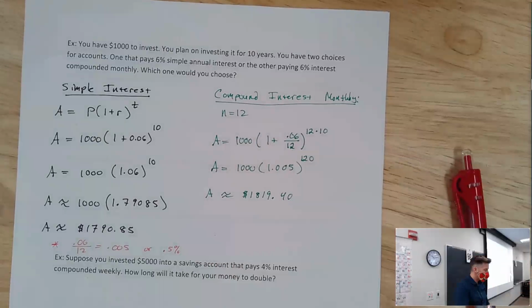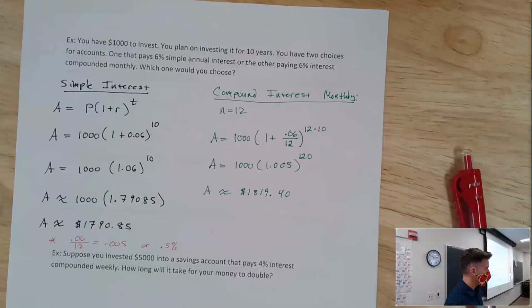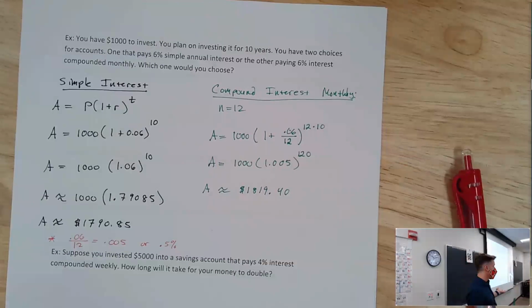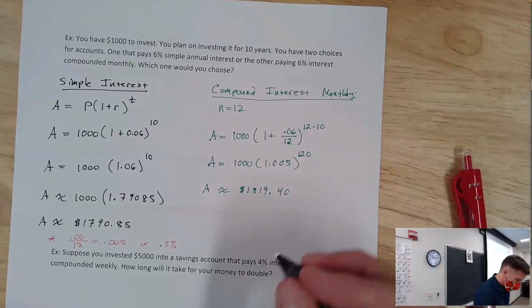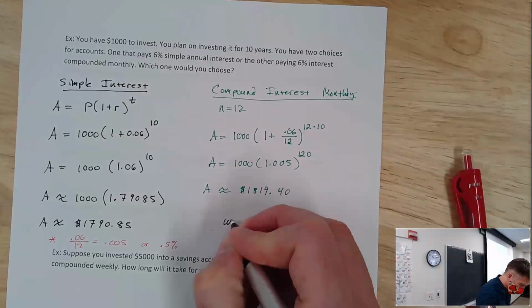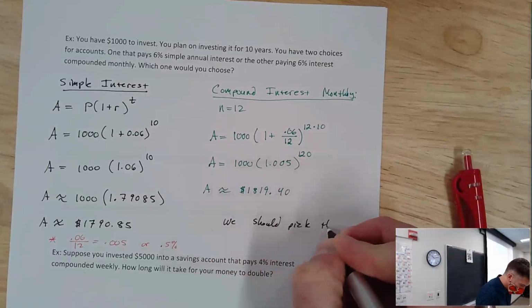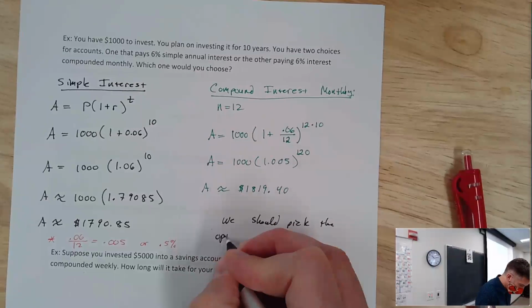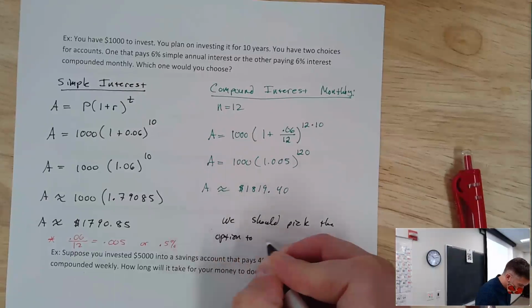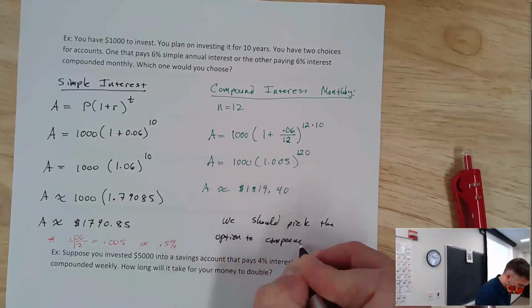And what we see, and this is generally true, if everything else is the same, compounding something more frequently results in a larger amount. So we should pick the option to compound more frequently.